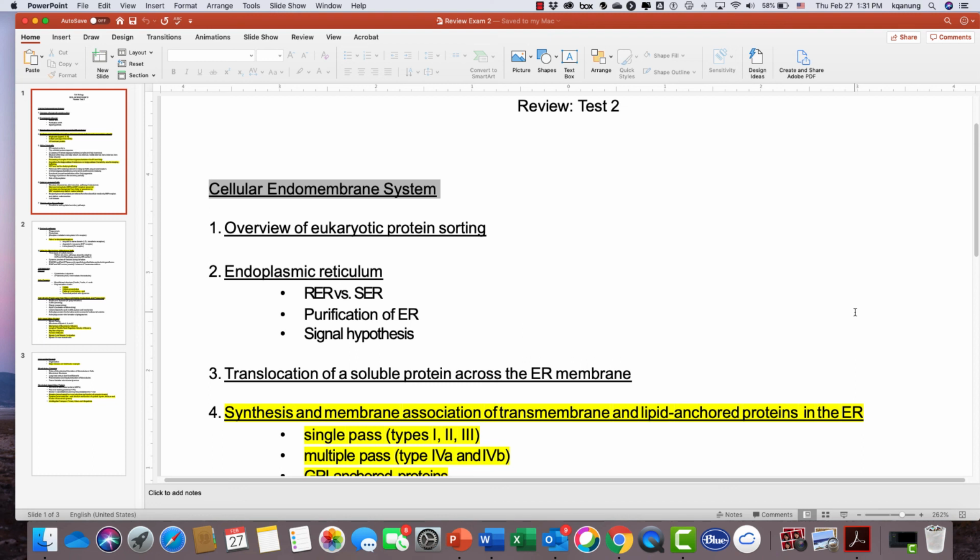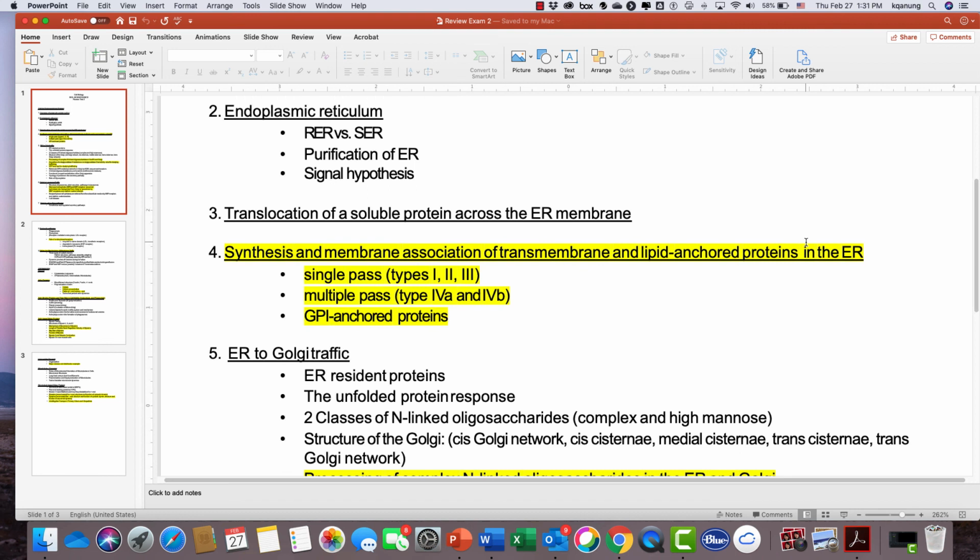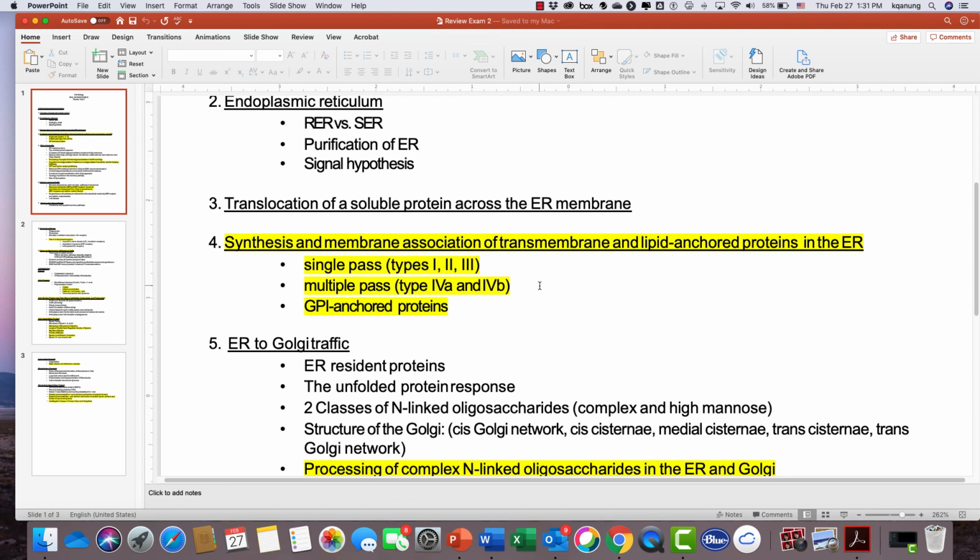Rough purification of the ER and the signal hypothesis, of course, are important, but this is the most important area, and that's why I posted that question long back, probably February 8th, in the discussion board: the type 1, 2, 3, 4, like 4A, 4B, and the GPI anchored proteins. If you remember, for each one of them, you have a particular topology, N and C.